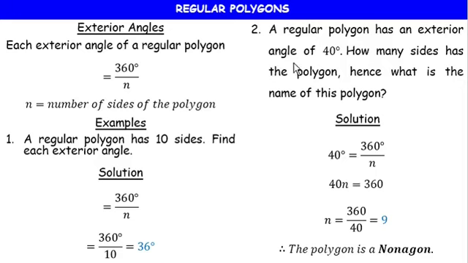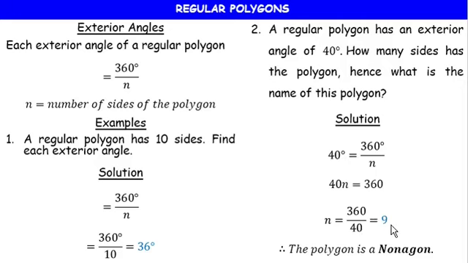Let's now look at this final question here. A regular polygon has an exterior angle of 40 degrees. How many sides has the polygon? Hence, what is the name of this polygon? We said that to find one exterior angle, the formula is 360 over n. Here we've been given the exterior angle to be 40, so we equate 40 degrees to 360 over n so that we can find the value of n, right? So we're going to get 40n is equal to 360. So n is equal to 360 over 40, and that gives us 9.